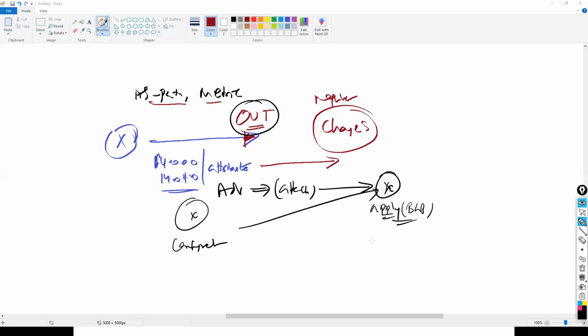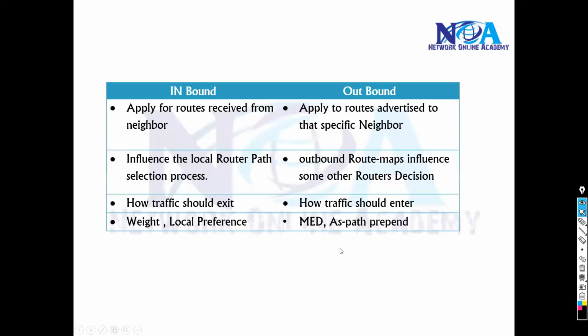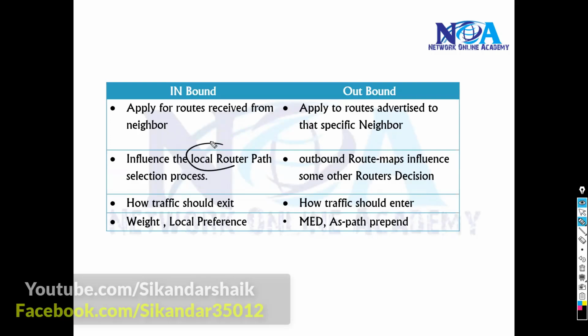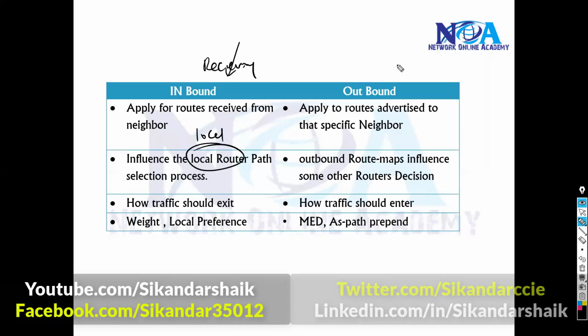the remote router. There are specific attributes that work in that way, like MED and AS path prepending. They are used for a different purpose, the opposite of this one, such as influencing how incoming traffic should flow. The main thing you need to understand here is that it will be applied to the specific neighbor, not to the local router. Whereas inbound means it will be applied to the local router and for all the receiving routes. Inbound means receiving routes, and outbound means advertising routes, which will be applied to the neighbor router.